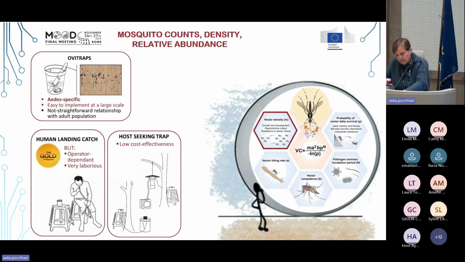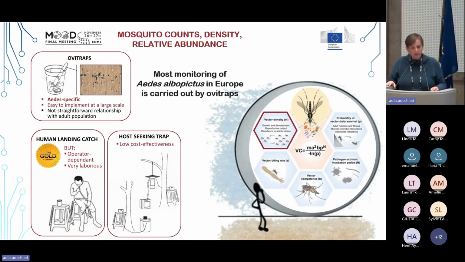There are, of course, approaches to collect mosquitoes. We can collect adult mosquitoes. The gold standard is collection on human volunteers, which of course is the most effective, but is operator dependent, very laborious, and unethical when there is virus transmission.